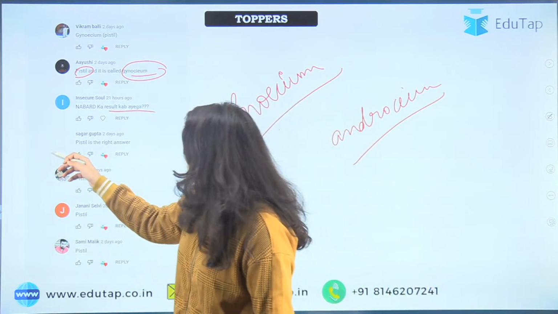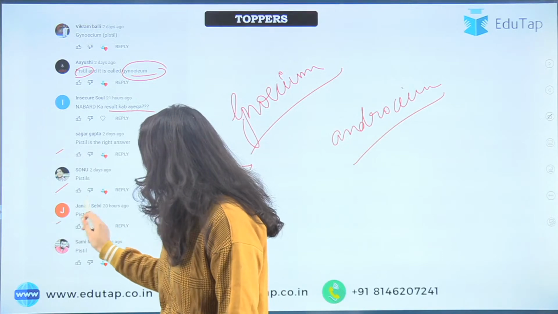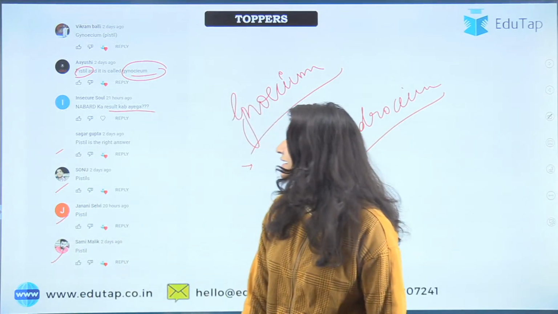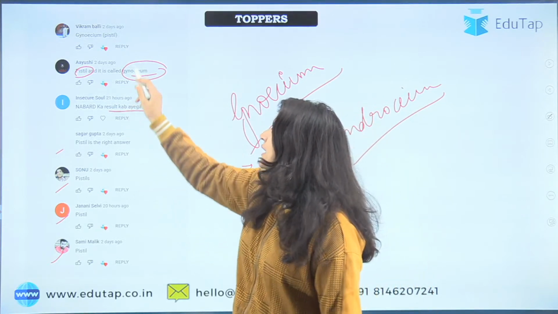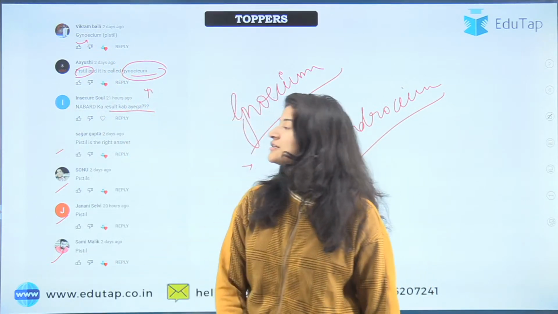And then Sagar said the correct answer, Sonu and Janani Selvi and Sami all said the correct answer, but be more specific. Pistil is not wrong, but then more specific would be gynoecium. All right, and Vikram also said the correct answer.